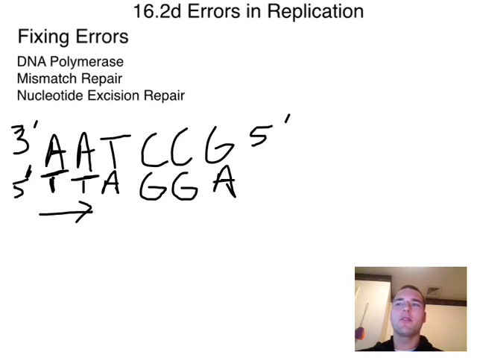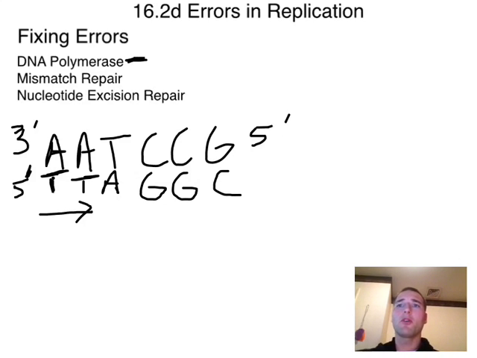The A and the G, their hydrogen bonds don't line up. It's kind of a weird fit, and right away the DNA polymerase will catch it and just get rid of that A and replace it with the correct letter. In this case, it is C. All right, so that's one thing that happens. That's the DNA polymerase here.